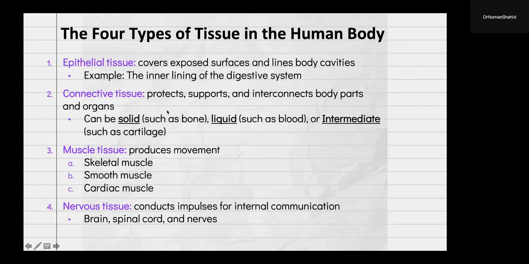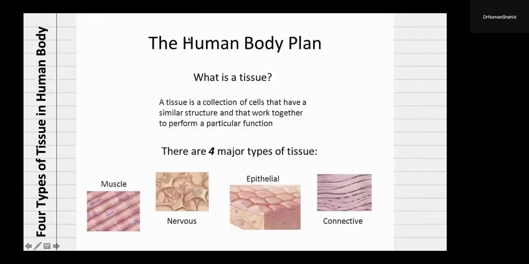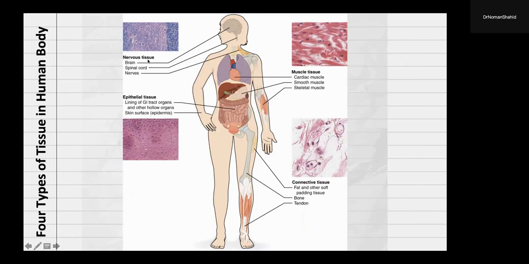Perfect. So, the human body plan: what is a tissue? A tissue is a collection of cells that have a similar structure and work together to perform a particular function. It can be of four types: epithelial, connective, nervous, and muscle. Nervous tissue is found in the brain, spinal cord, and nerves. Under the microscope, the nervous tissue looks like this. The examples are brain, spinal cord, and nerves.